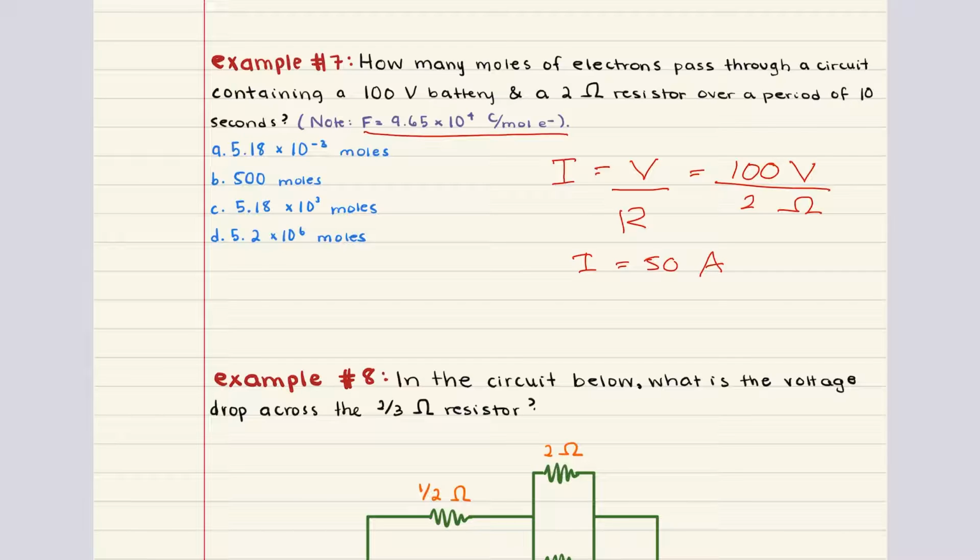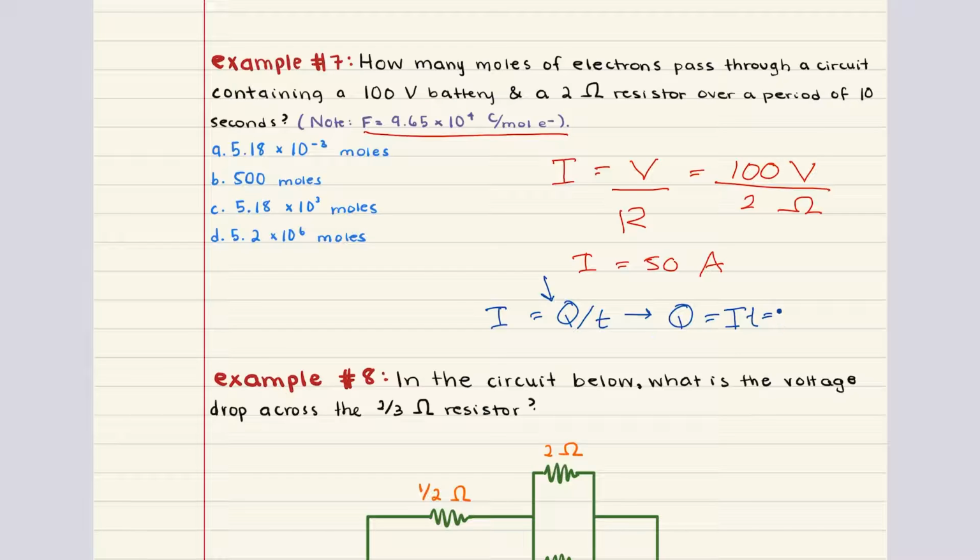which is calculating the total charge that passes through the circuit. We know that current is the rate at which charge flows through the circuit, and that's given by this equation, I is equal to Q divided by T. Now we're trying to solve for Q, so we're going to rearrange this equation. Q, charge, is equal to current multiplied by time.